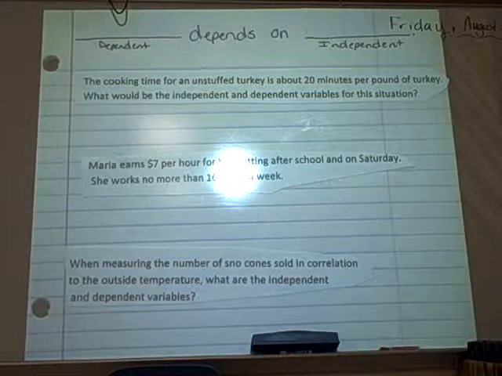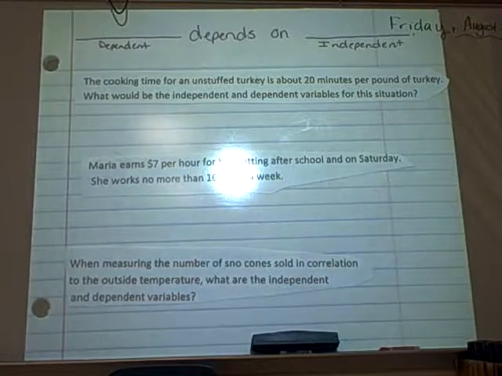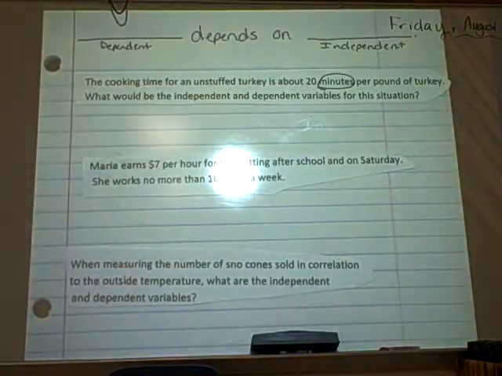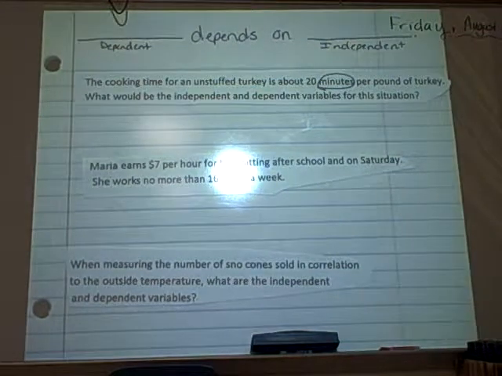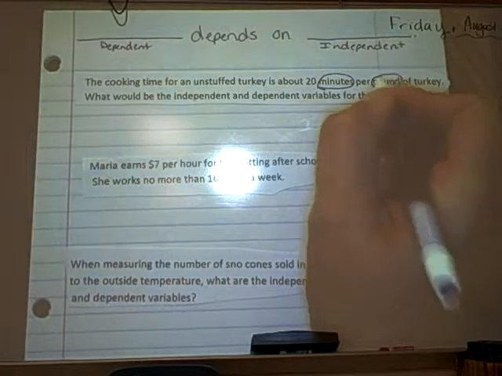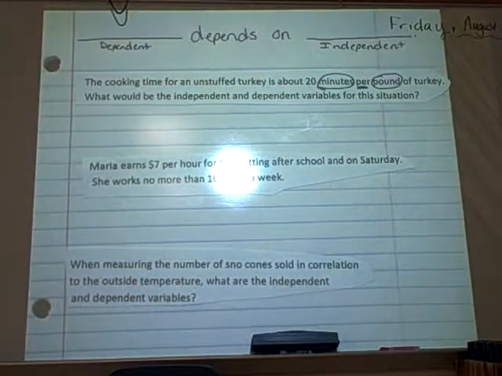Anybody have an idea? I guess at one of them? What two things are changing? Minutes is one of them. Good. Circle minutes. So what's the other thing that relates to minutes that changes also? Pounds. Okay, so that little word per in the middle is a clue that the variables are right here by me. So minutes and pounds.